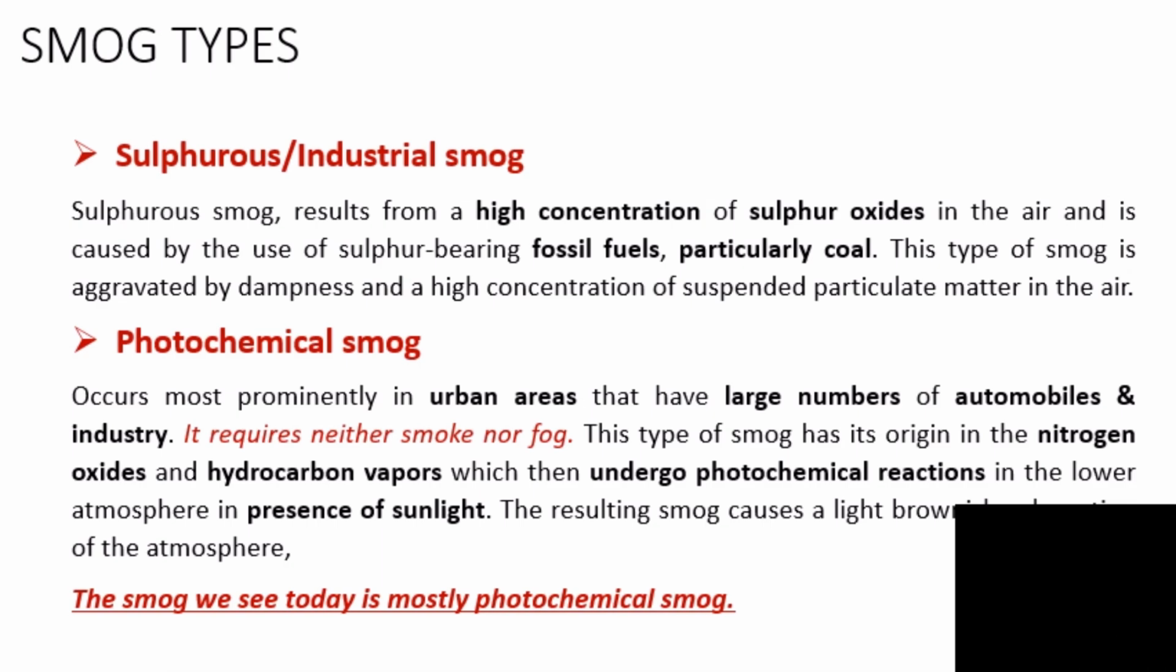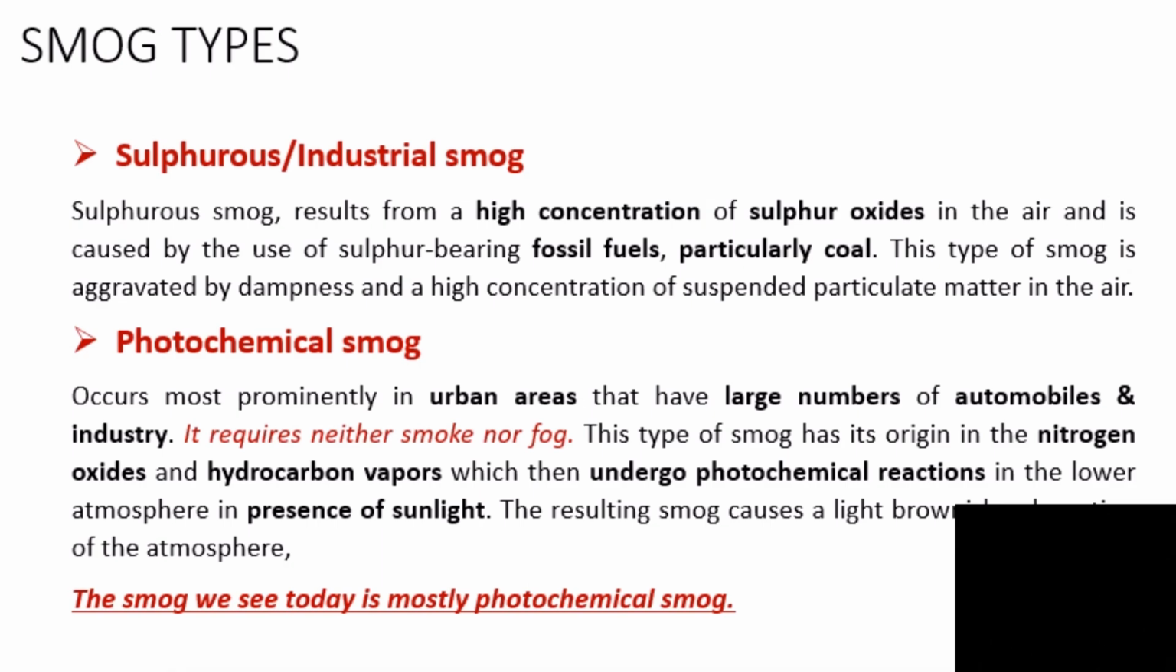So what is the reason for industrial smog? When you have a high concentration of sulfur oxides in the air. And why do you get sulfur oxides? When you burn sulfur bearing fossil fuels, especially coal, and we find this type of smog. This type of smog is aggravated when you have dampness, a hazy climate, and a high concentration of suspended particulate matter in the air. So what is the reason for industrial smog? A high concentration of sulfur oxides in the air.